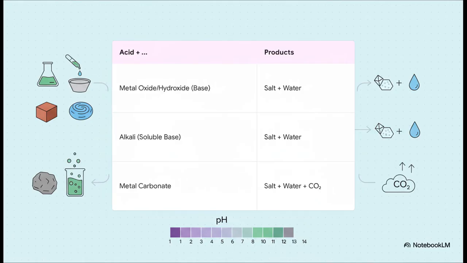This table is super useful because it sums up the three main types of neutralization reactions you've got to know. And hey, are you spotting a pattern here? Look at the first two. Whether you react an acid with a metal oxide or an alkali, you always get salt and water. But check out what happens when you use a metal carbonate. You get an extra product, carbon dioxide gas. That's what causes all the fizzing in that reaction.